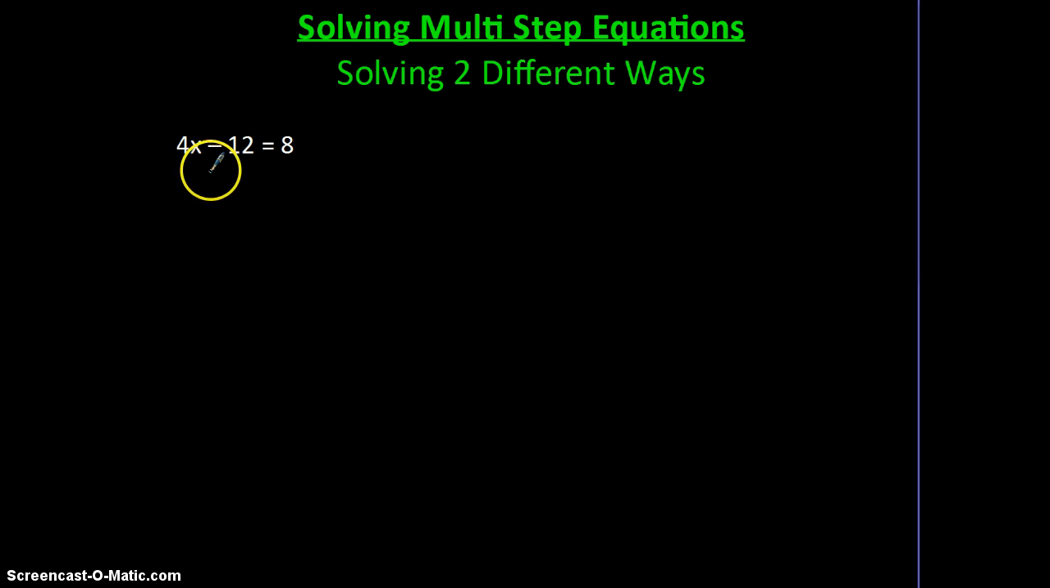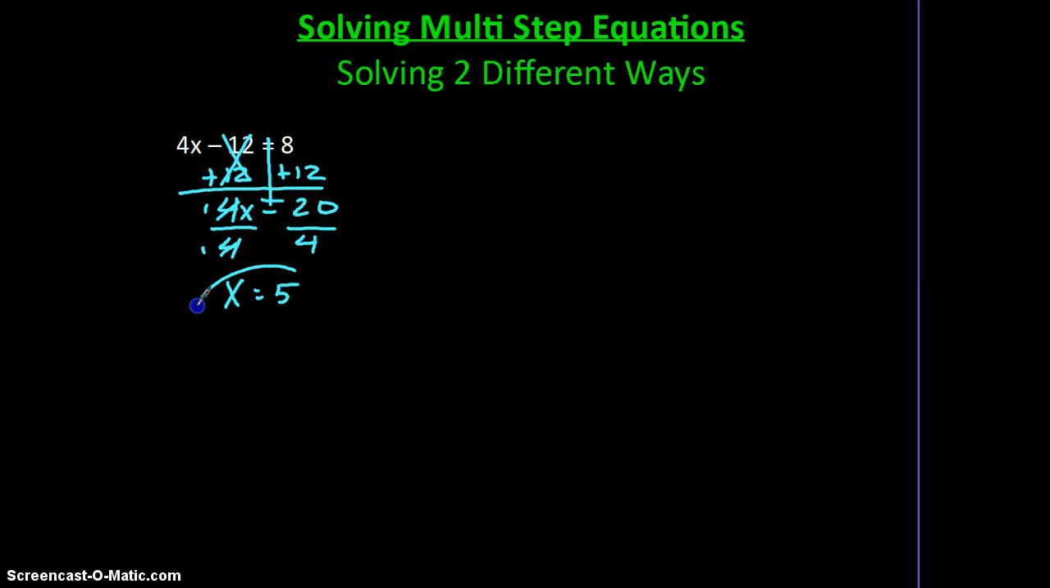We know how to go through and say, you know what, my variable's on the left side, I'm going to add 12 to both sides, which we are doing. Therefore, negative 12 plus 12 is 4x, and then 8 plus 12 is 20. Divide both sides by 4, because we're going to get x to equal 5. We know that, no problem.